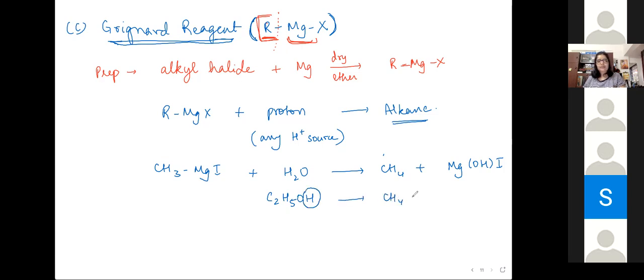So you end up getting this plus Mg(OC2H5)I. Any compound that has a positively charged hydrogen, like in alcohol, because this hydrogen is connected to oxygen, is polar. Oxygen is electronegative, hydrogen is electropositive, so it pulls the electrons. H has a slight positive charge. That itself is enough for the MgI to take away this group, and H gets attached to the R part of it.